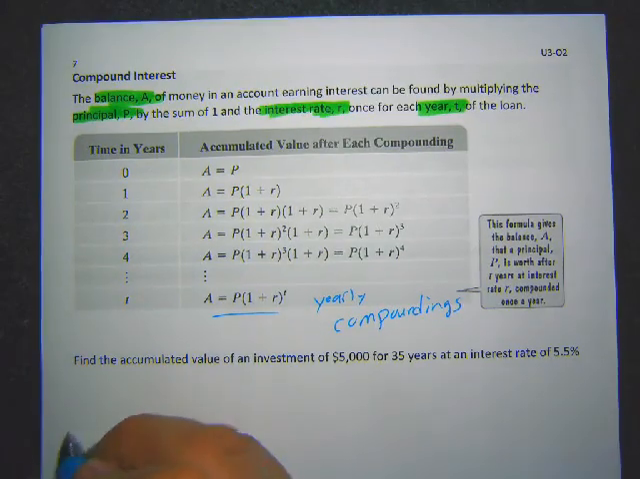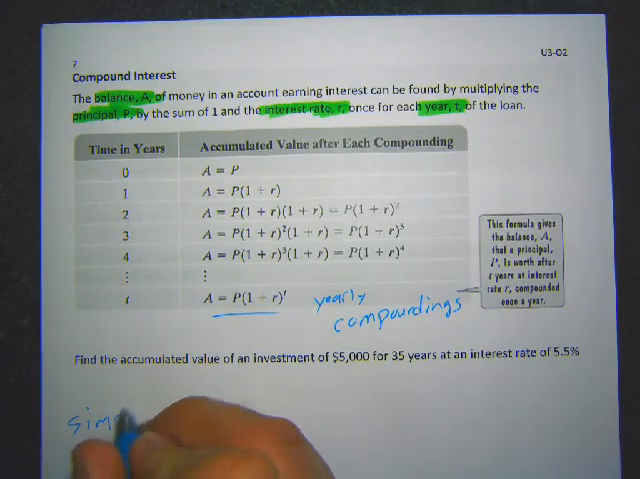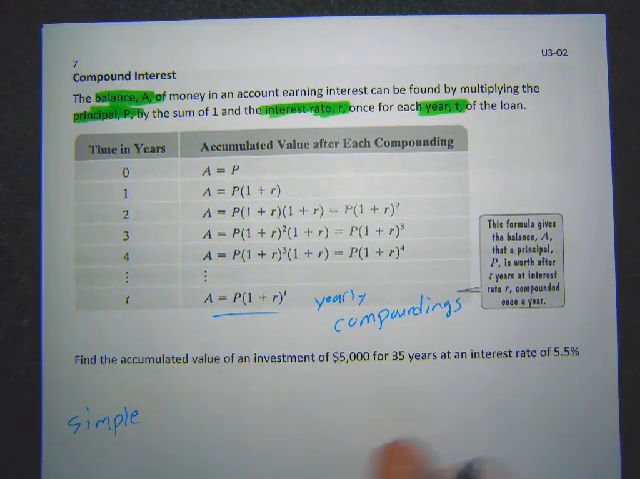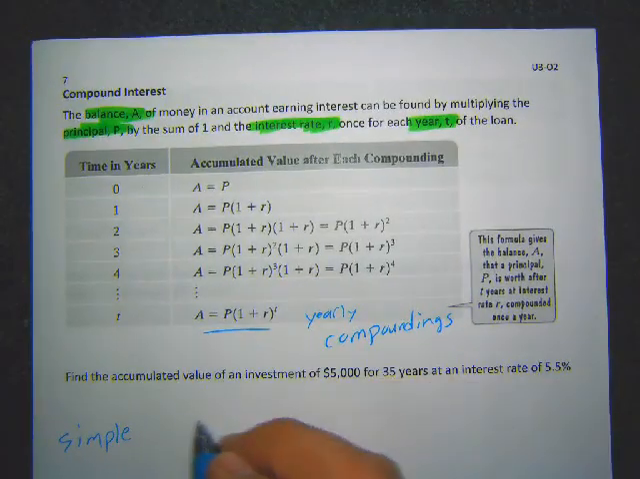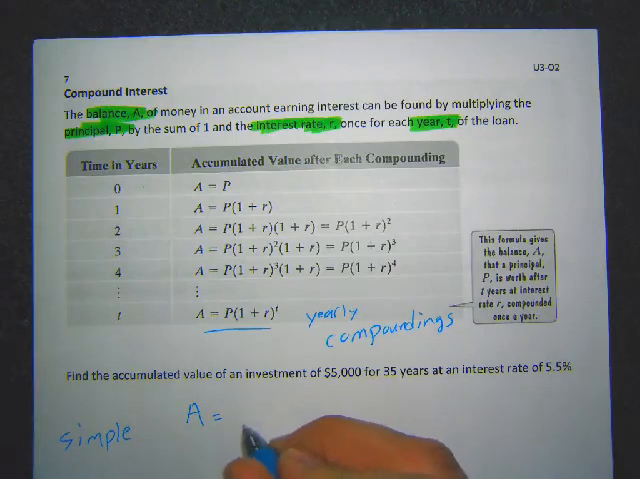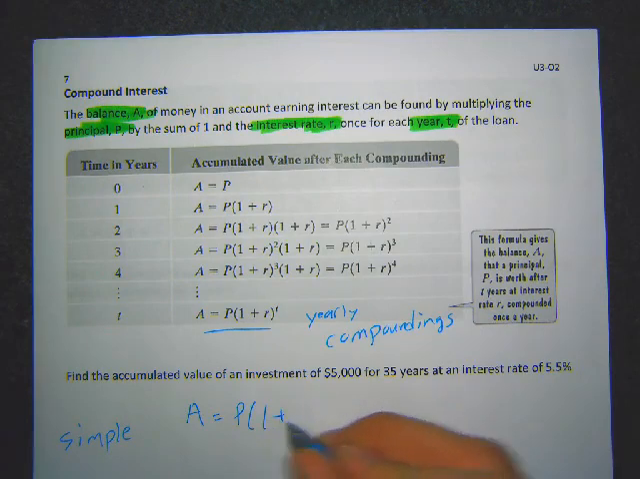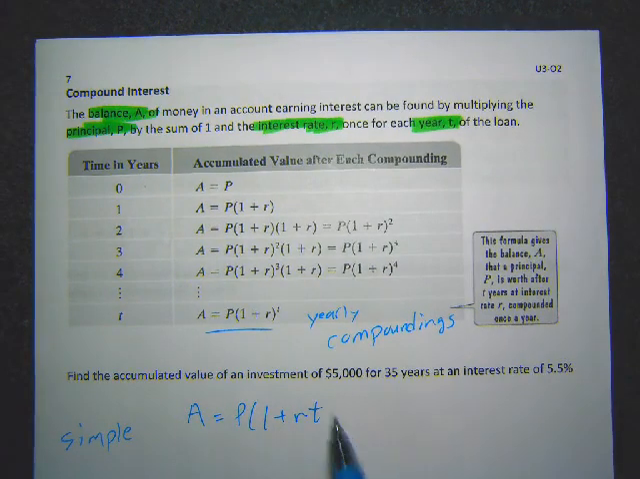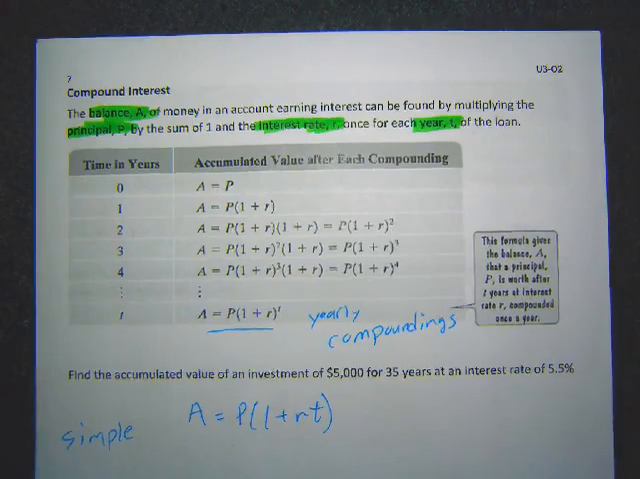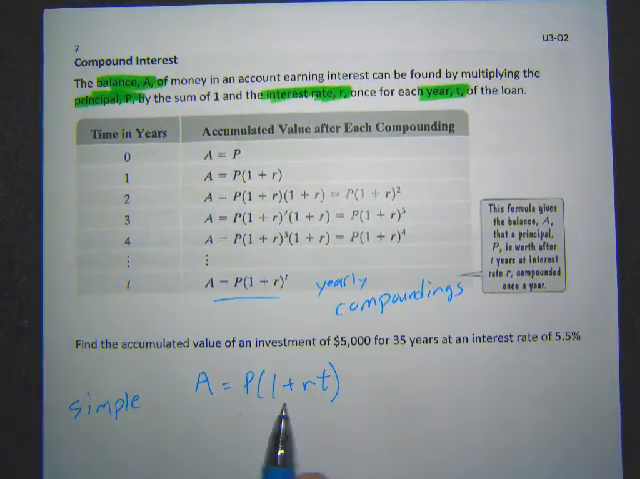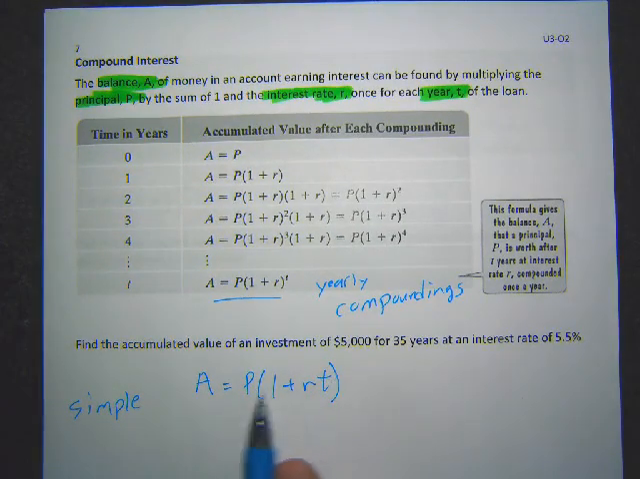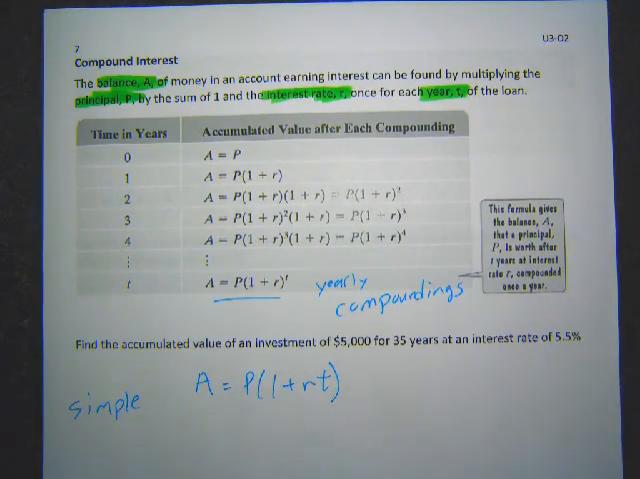First, I want to just show you real quick what simple interest does. If you don't use compound interest, if you just use simple interest, the final amount is equal to the principal times (1 plus rt). If you're not compounding, you just do the interest rate times the time, times the principal, that gives you your interest, and then the principal back, and that's the formula for simple interest.